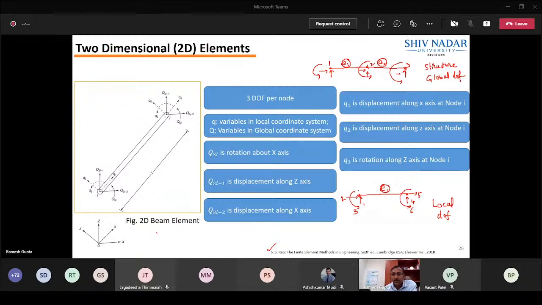Now, if I want to look at how to designate these local coordinates, for example, in this figure on the left hand side, he used, let's say, small q, whereas the global degree of freedom is represented by capital Q. But it is more or less the same. The only difference is that it is at local level, and once you put it all together, it will become a global degree of freedom. That's the only difference in point of view. I just want to introduce one more term, which is global and local.